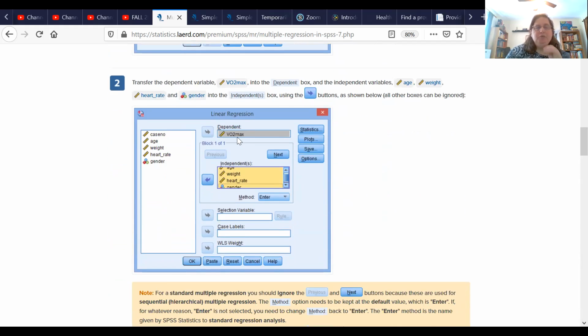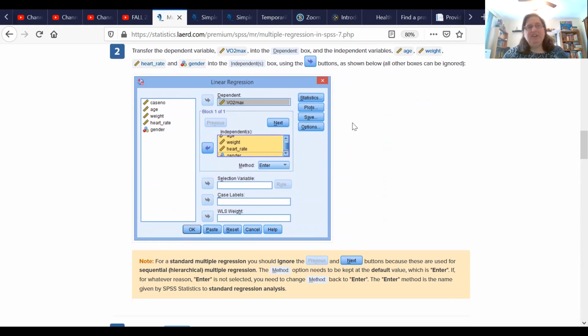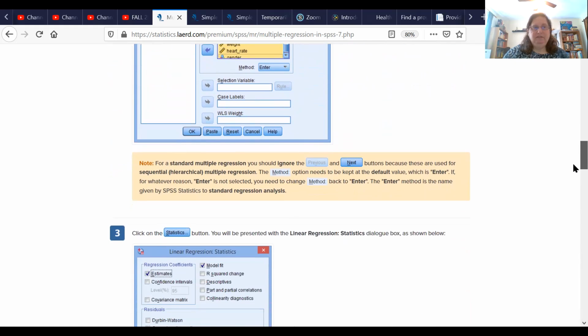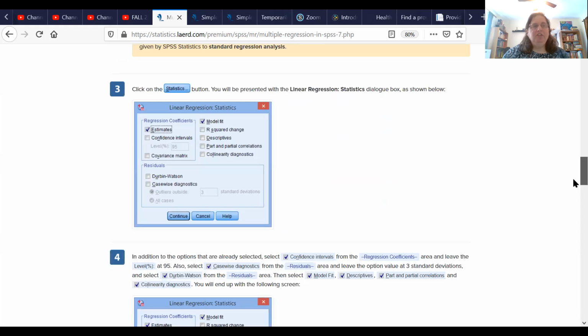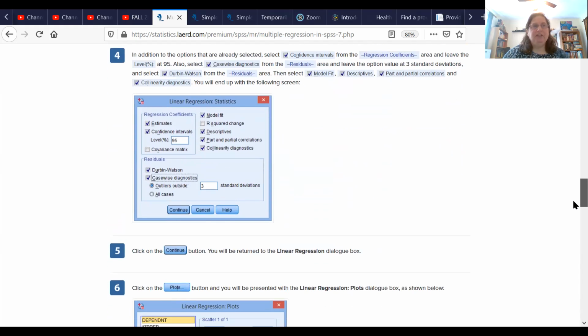Under dependent, you put the VO2 max, that's your Y, that's your dependent variable. And under the independent variables, you're going to put age, weight, heart rate, and gender. Notice that you're putting your continuous and dichotomous, or I should say categorical variables, in the same spot here. Again, had you created dummy variables, we wouldn't put gender over here. We'd put in our dummy variables that we created instead. Then under statistics, we have a lot to check off.